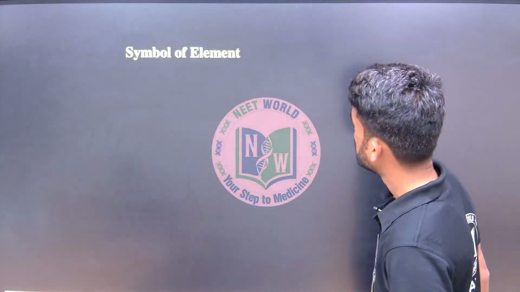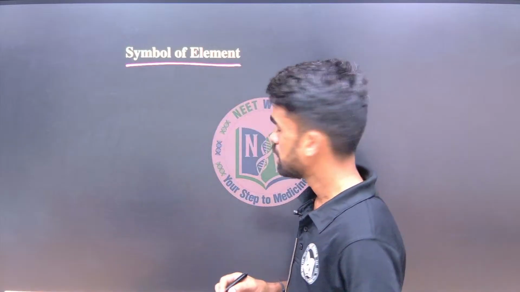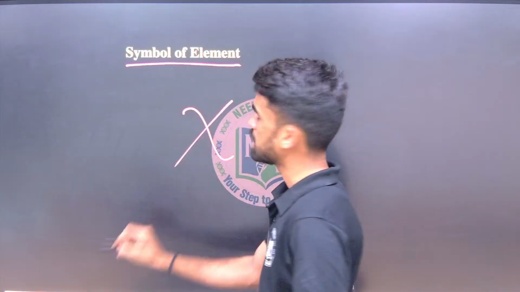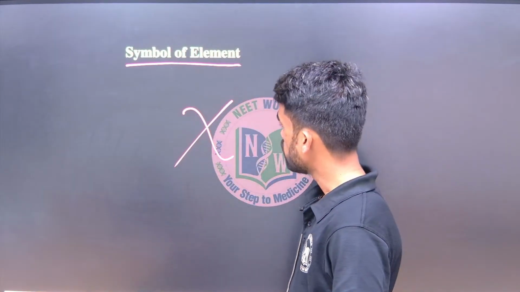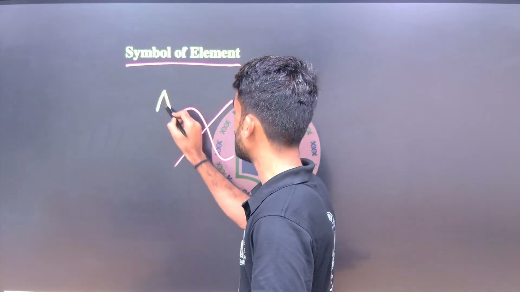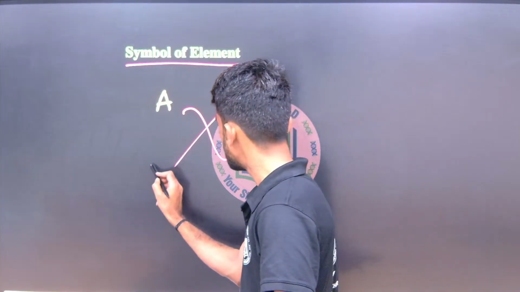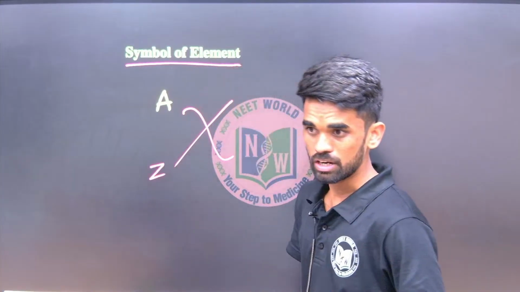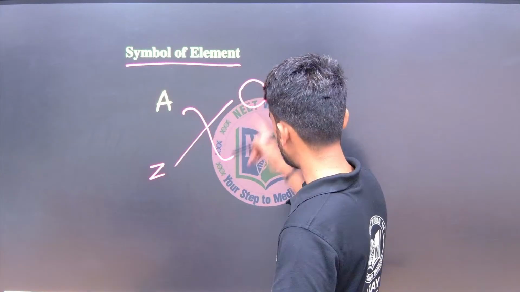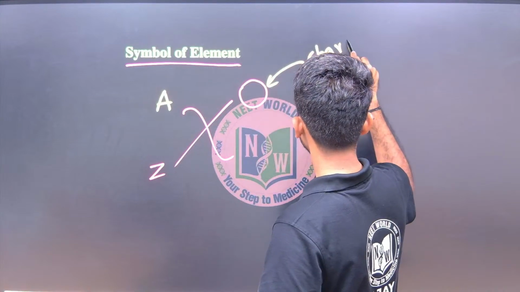Next, the symbol of an element. How can you indicate an element? See, there is some element. Let us indicate that element like this. Now, the mass of that element will be indicated here. I am indicating A as the mass of that element. And the atomic number of that element is indicated here. Z is the atomic number. And if there is any charge on that, you should indicate it at this position. So this position is for indicating charge.